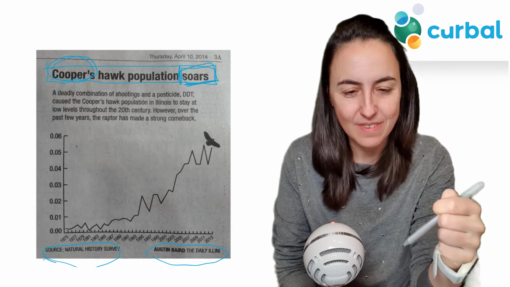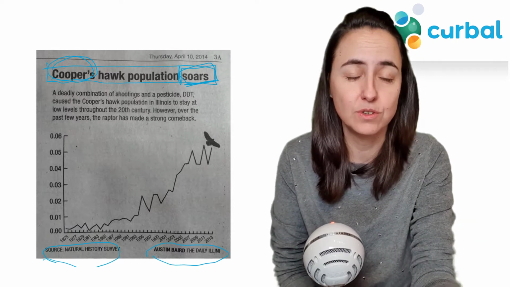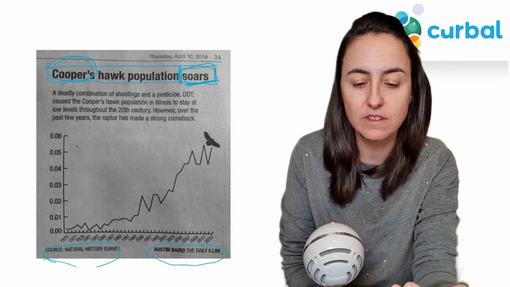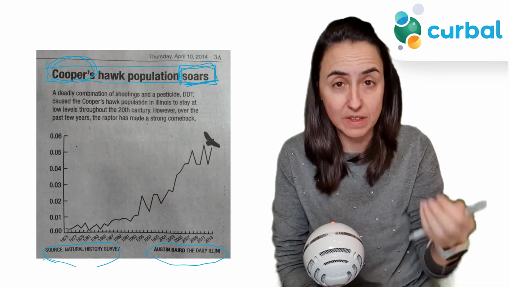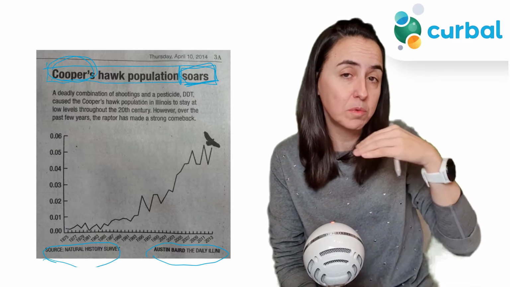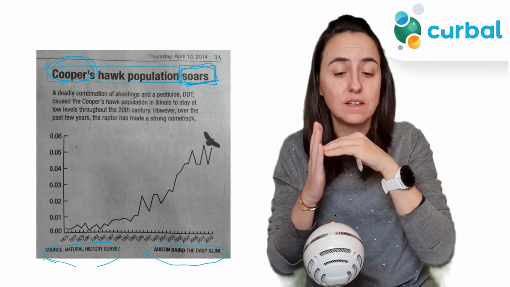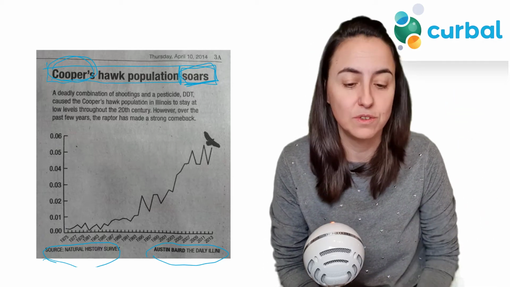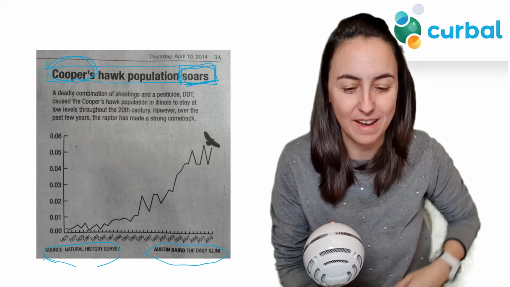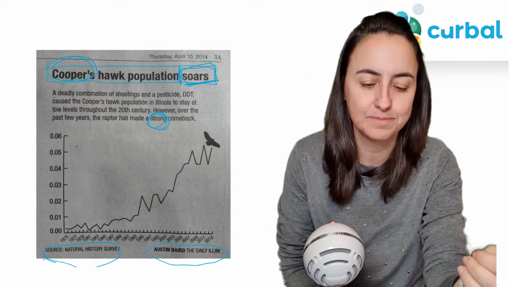Then it has a subtitle, which I think is really neat, that gives more context to the reader in case they're not so good at reading charts. It says there was a combination of shooting and pesticide that caused the hawk population from the entire 20th century to be very, very low. And it says now that it has come back in the last few years, a strong comeback. They try to again say here that huge increase.